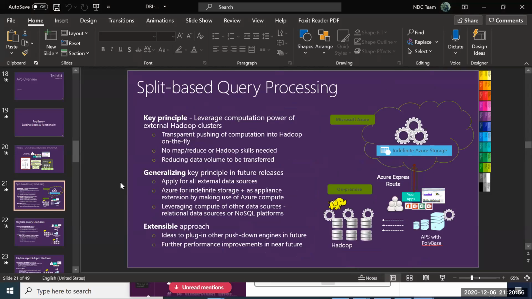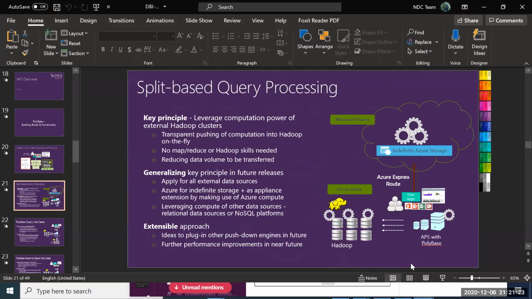So again, let me know if you get confused on this, because I don't think I have talked about this in our fundamental course. So let me know if you have questions on this. Split-based query processing: the key principle is to leverage the compute power of Hadoop.